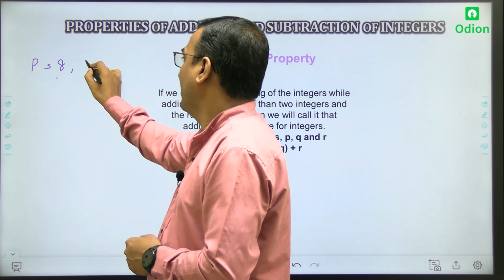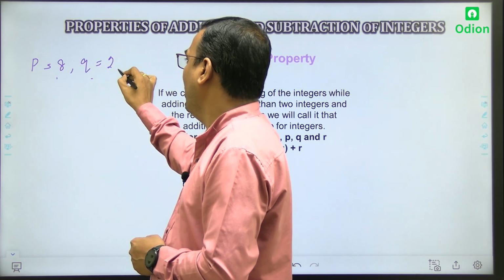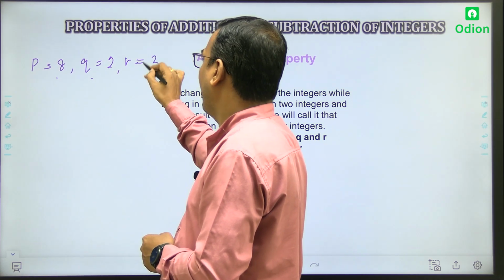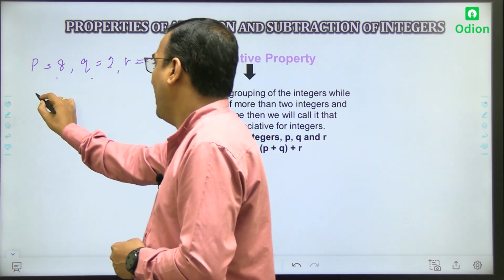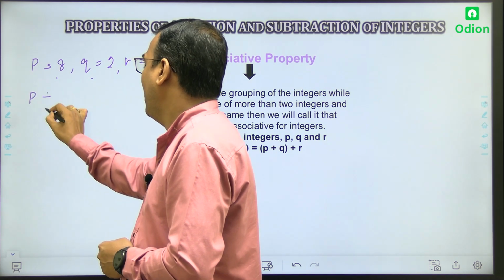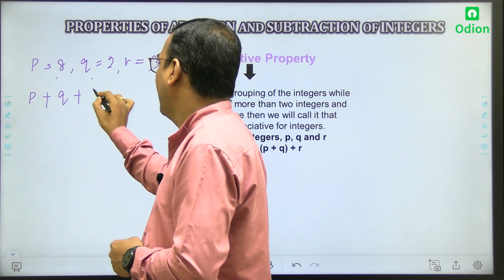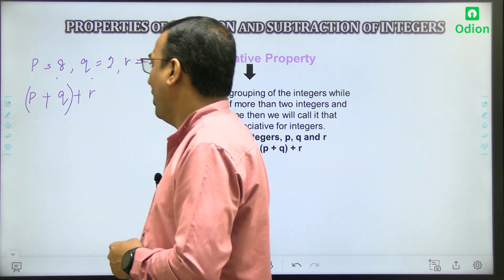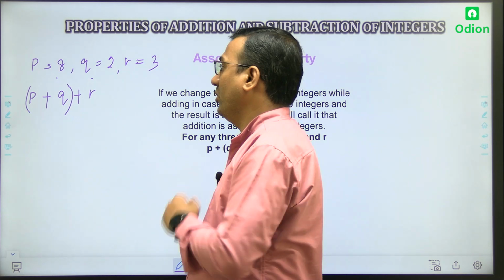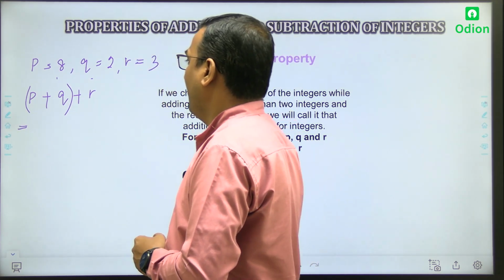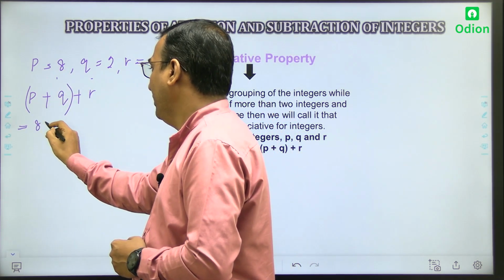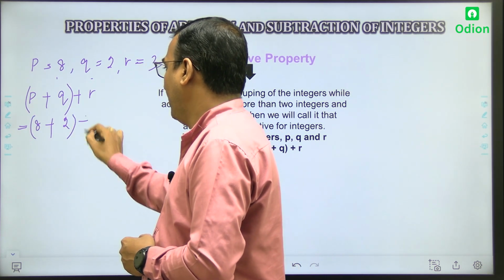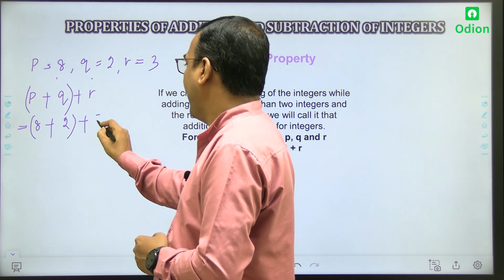P is 8, Q is 2, and the value of R is 3. Suppose I have to add all these three things, P plus Q plus R, and I have made a group of P and Q. Then what will be the result? The value of P is 8, the value of Q is 2, plus the value of R is 3.